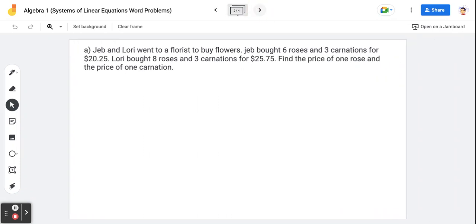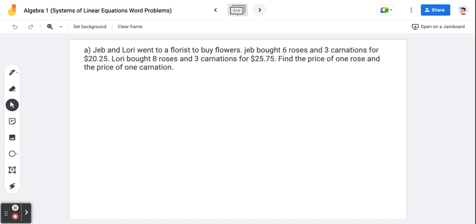All right, so let's dive right into it. First problem, and I'm going to ask you to copy all of these problems down so that you have them as references. Jeb and Lori went to a florist to buy flowers. Jeb bought 6 roses and 3 carnations for $20.25. Lori bought 8 roses and 3 carnations for $25.75. Find the price of 1 rose and the price of 1 carnation.